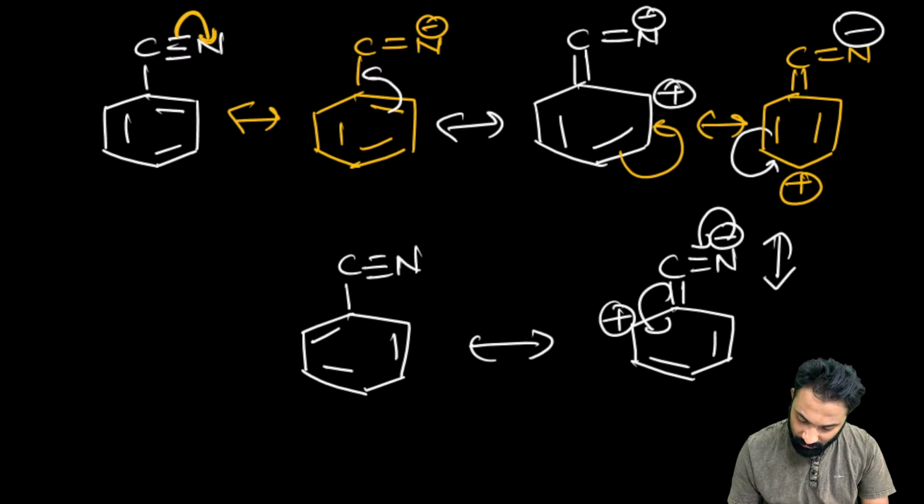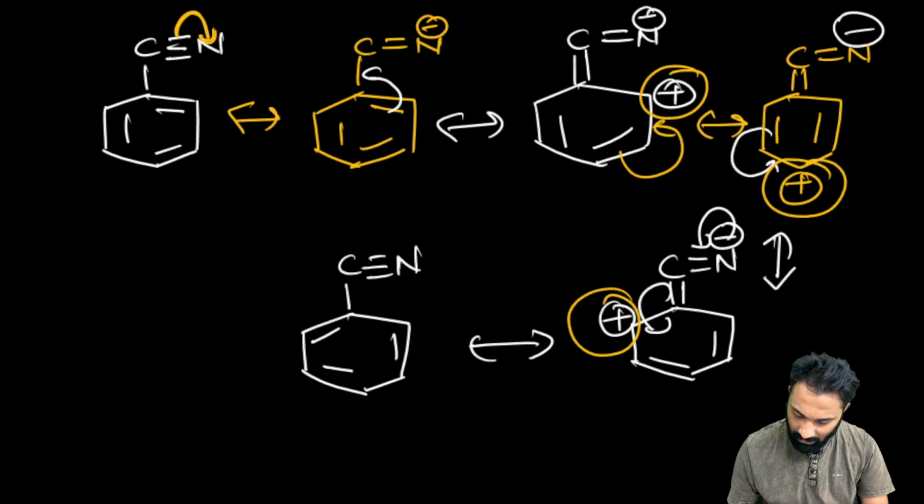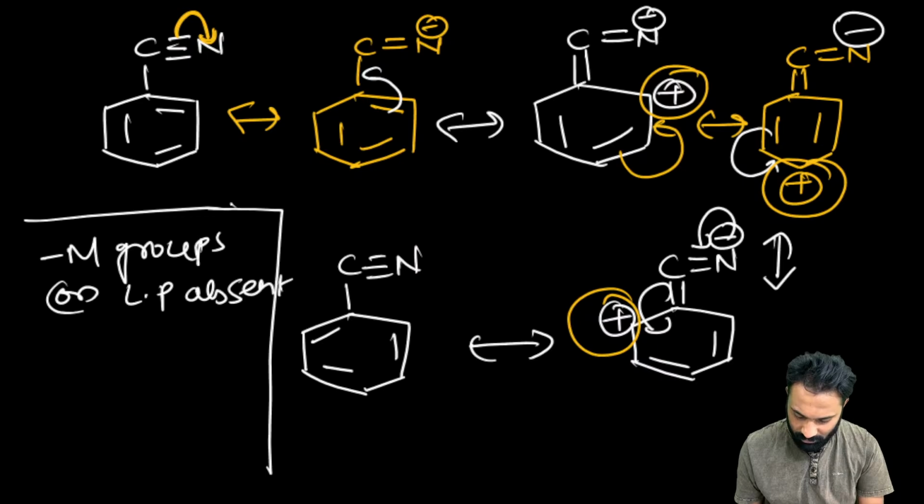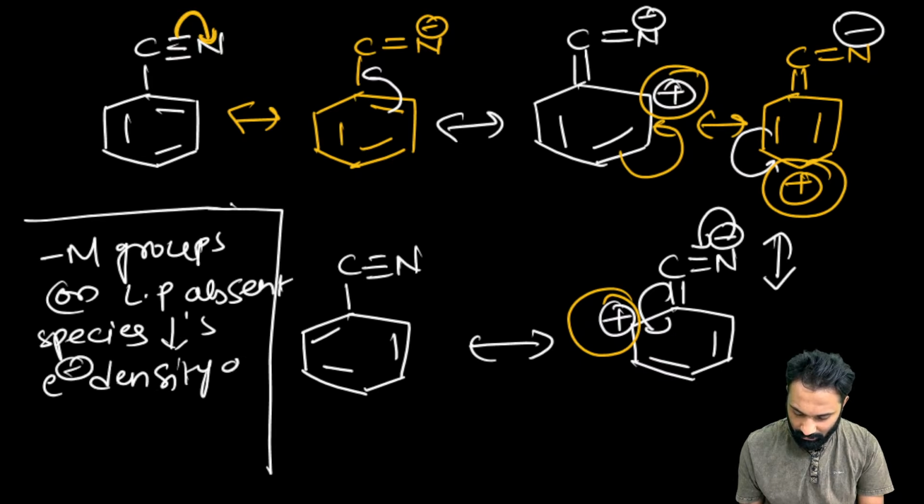Now at which positions are we seeing electron deficiency? At ortho, para and ortho. Means by this we can say, now minus M groups are lone pair absent species, and they decrease the electron density at ortho and para positions.